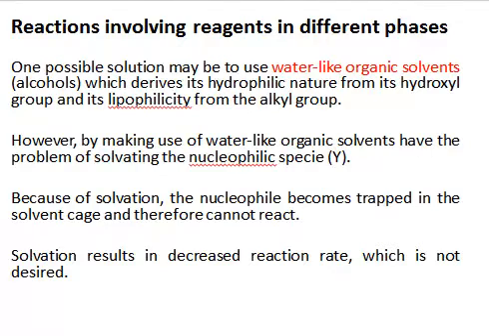But the problem is that alcohols or other water-like solvents solvate the nucleophile. They surround the nucleophile, so the nucleophile is not free to react. We say that the nucleophile has become trapped in the solvent cage. It's not available, so the reaction becomes slow. Solvation decreases the rate of reaction, which is not desired. So we need a free, naked anion that's available for reaction. That's why we don't use water-like solvents: they will solvate the anion and decrease the rate of reaction.